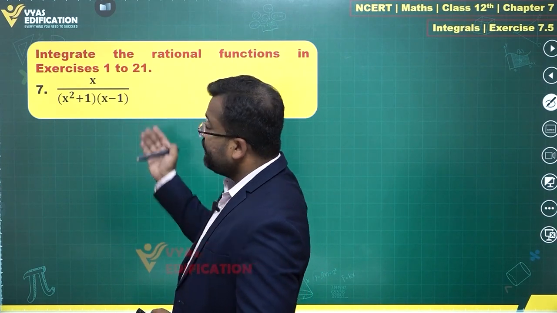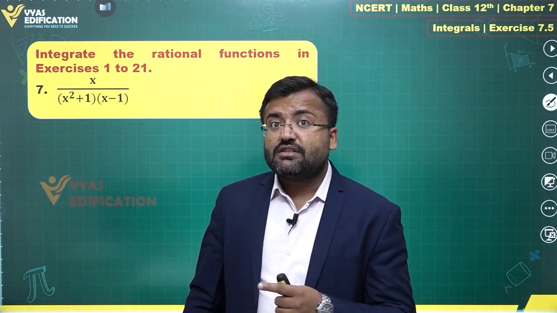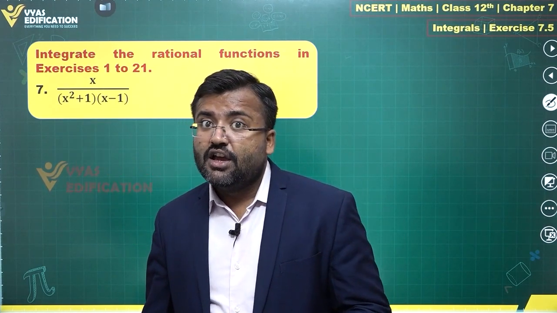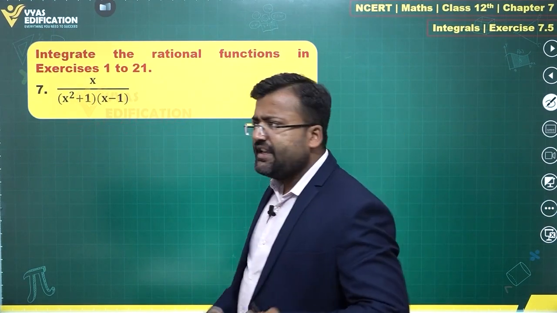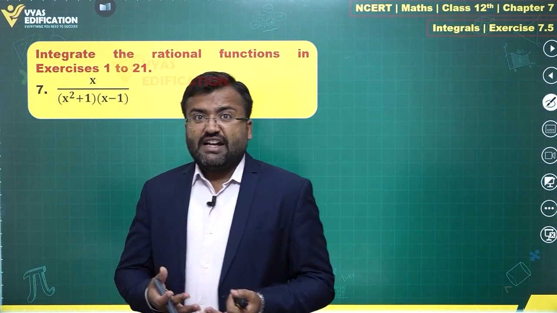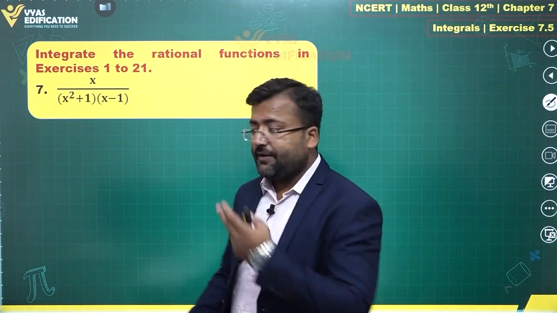Next thing, we'll have to factorize the denominator, which is already factorized. This is a quadratic factor, but mind you, this cannot be factorized further. The partial fractions of this particular expression will be written in a particular way. Let's see what that way is, because that's the next step: converting into partial fractions, and then we'll go for integration.